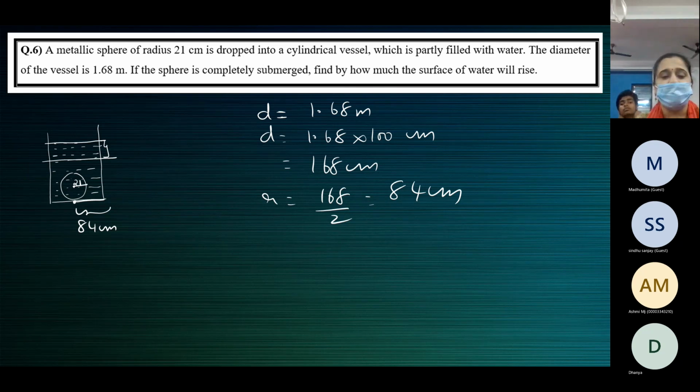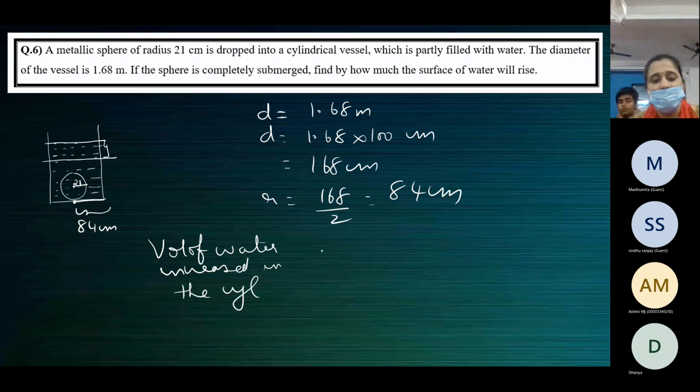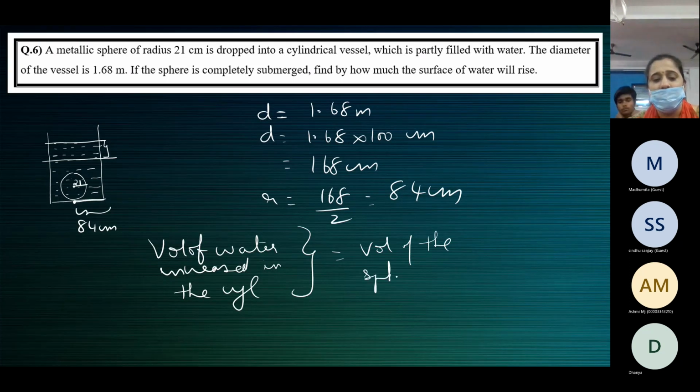All right. So what will be the rise? The volume of the sphere, very good. The volume of water increased in the cylinder is equal to the volume of the sphere. See here, I'll tell you in one minute. This volume of water is equal to the volume of the sphere.